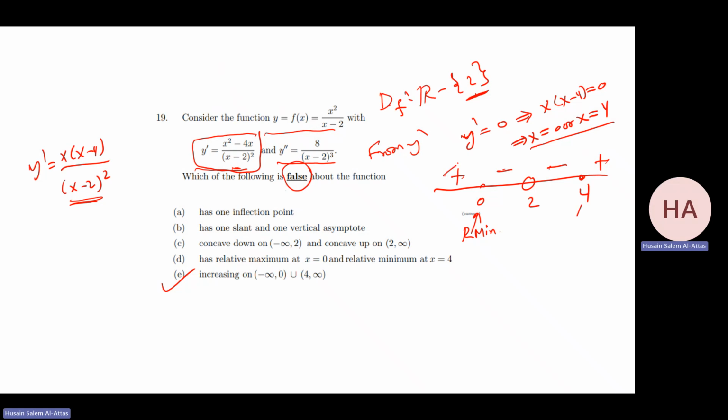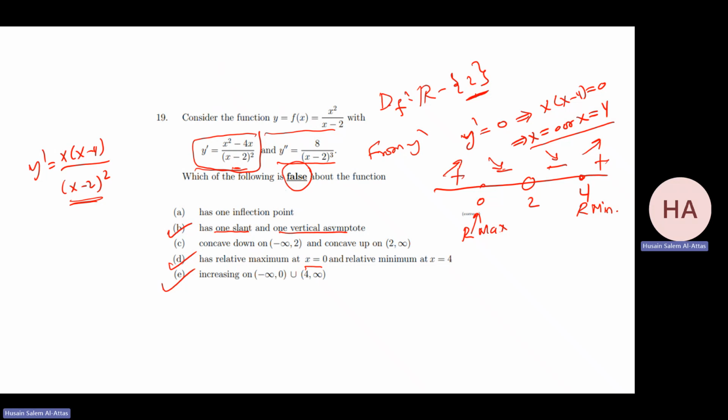And I have here relative minimum. And this is increasing, decreasing. So I have relative maximum, sorry. And this is decreasing, this is increasing, so I have relative minimum here. So I have relative maximum at x equals 0, relative minimum at x equals 4. Correct. Now, this other one I can also check, and it's correct. It says one slant and one vertical. Very clear, the numerator is degree 2, the denominator is degree 1, so I have a slant, and x equals 2 is a vertical. So this is also correct.